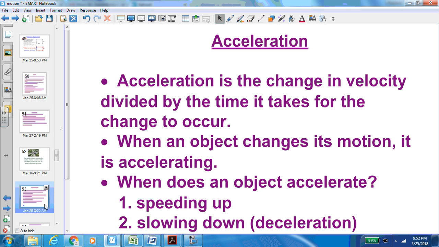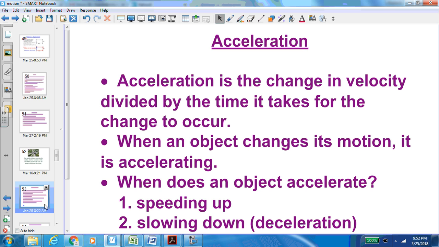Acceleration. Now, acceleration is very closely related to velocity because when velocity changes, that is what we call acceleration. There is a mathematical way to figure out acceleration, and we're going to get to that on the next slide or a few slides down. But let's talk about what it means when an object does accelerate.